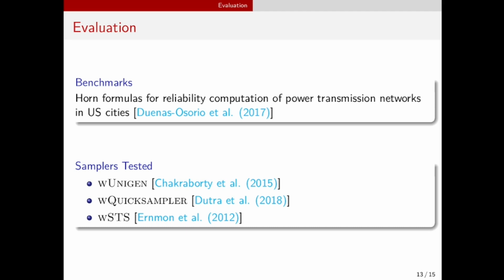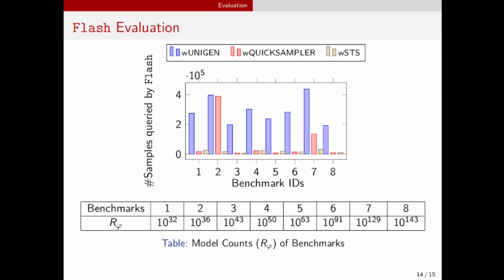For our evaluation purposes, we use benchmarks which are Horn formulas that have been used for reliability computation of power transmission networks in US cities. The samplers that we tested are the famous state-of-the-art samplers: Unigen, Quick Sampler and STS. As you can see from the diagram, the number of samples queried by Flash is at most of order 10 to the power 5, while the number of satisfying assignments of phi grows from 10 to the power 32 to 10 to the power 143 across the benchmarks.